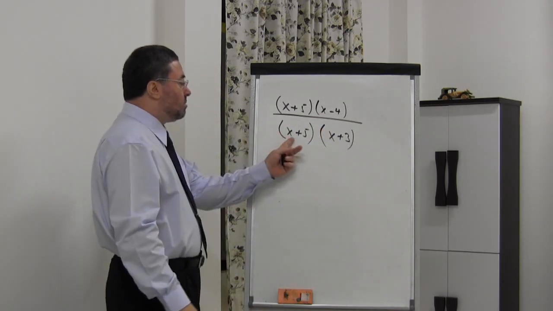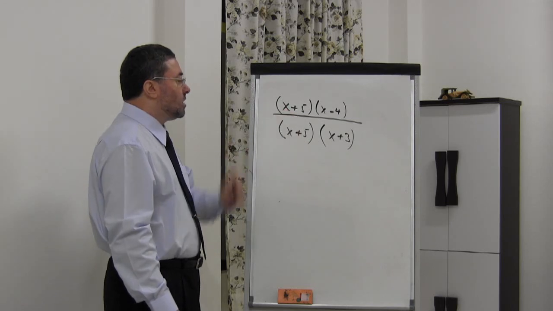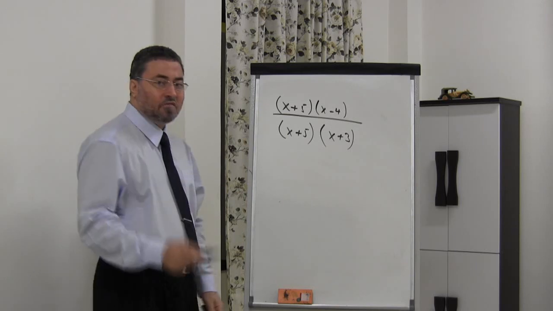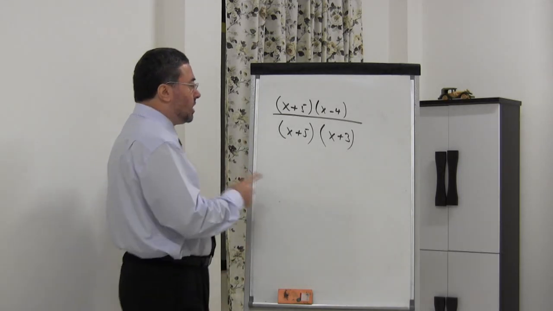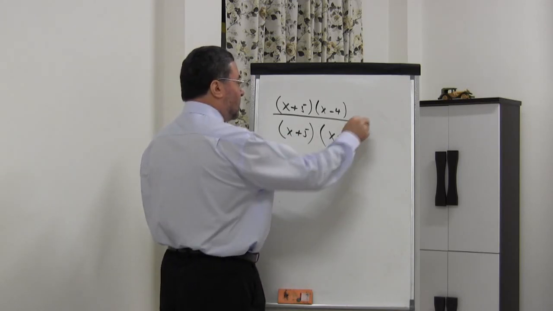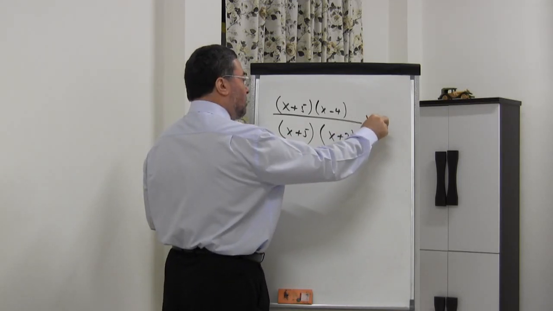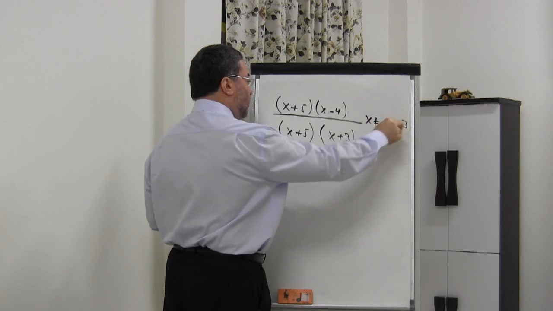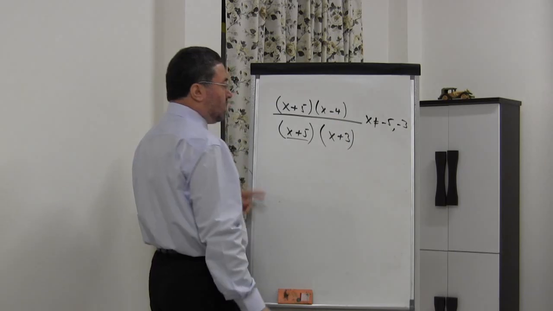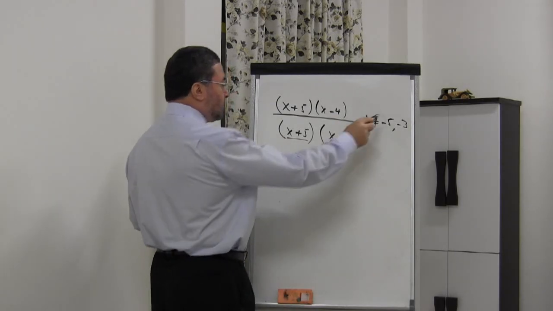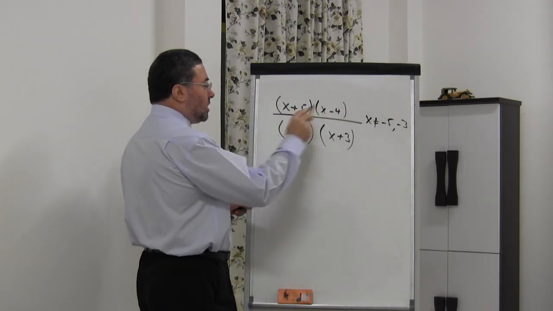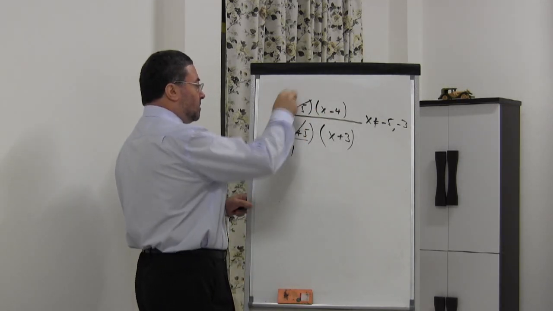Here we have the same number in the denominator and in the numerator. X plus 5 and x plus 5. This is the same factor, same number. So I can cut this expression, but before I do anything, I have to put the exclusions. X cannot be minus 5 or minus 3. In case this is 0, that means x equals minus 5, so x cannot be minus 5, and x cannot be minus 3. Now, after putting the exclusions, I can do the cutting.